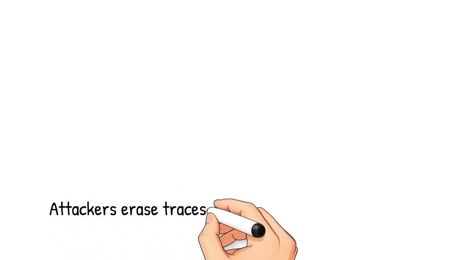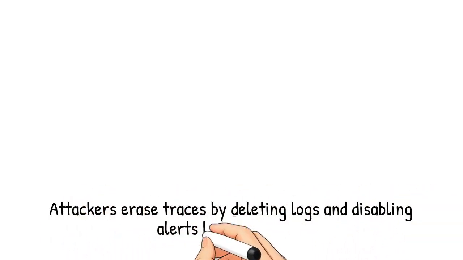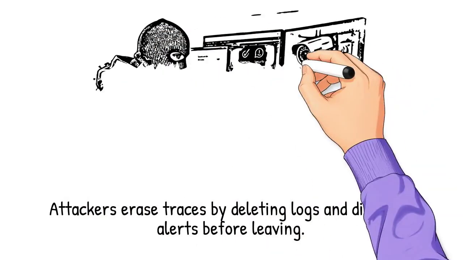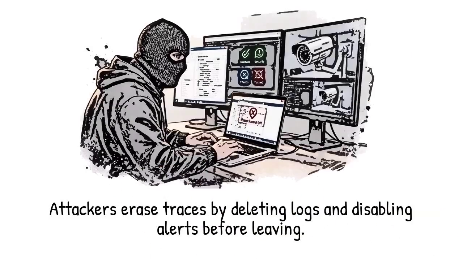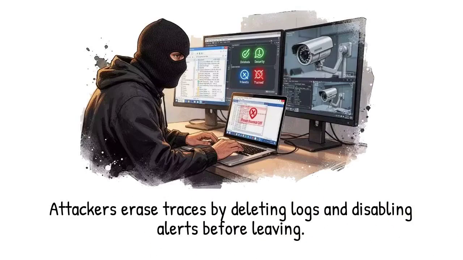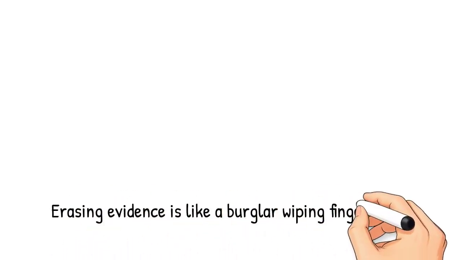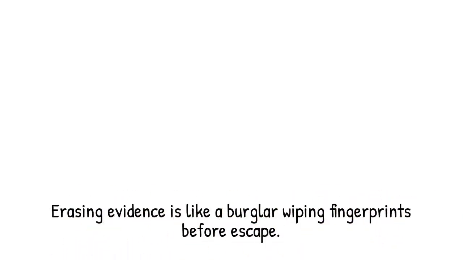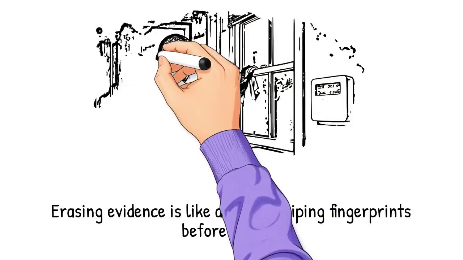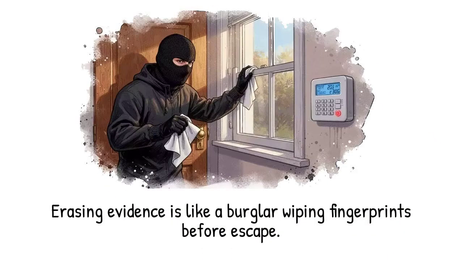Stage 8. Covering tracks, erasing evidence. Before leaving, attackers often delete logs, remove malware, disable alerts, and erase traces of their presence. They want to make forensic investigation difficult. They want to ensure the victim never fully understands what happened. This is like the burglar wiping fingerprints, closing windows, and resetting alarms before escaping.